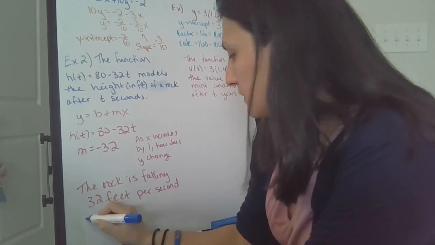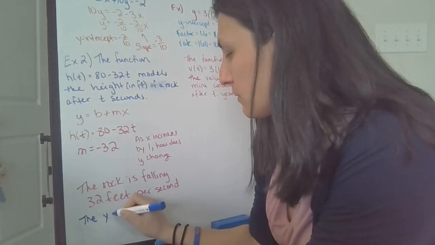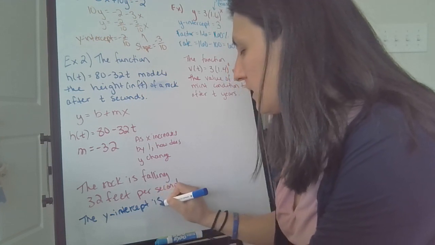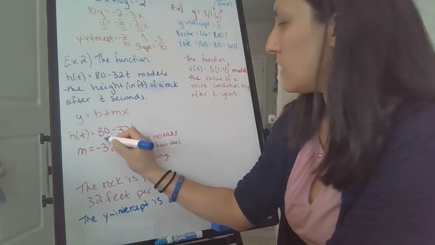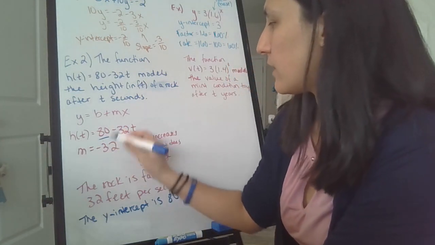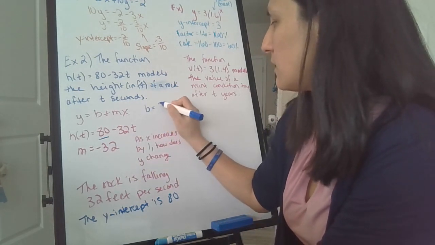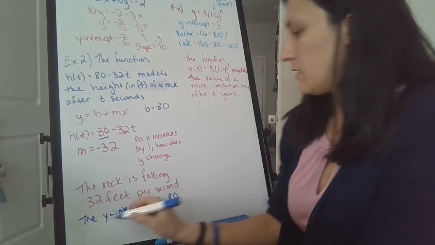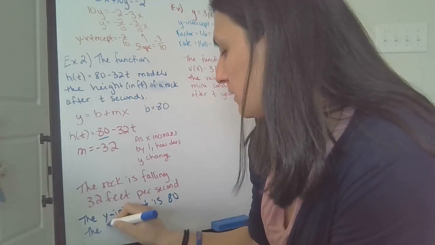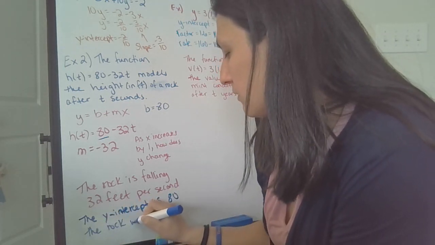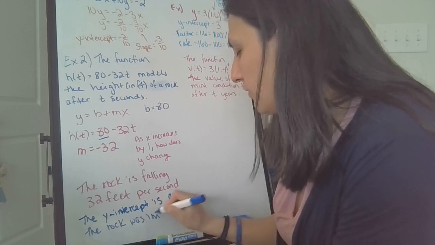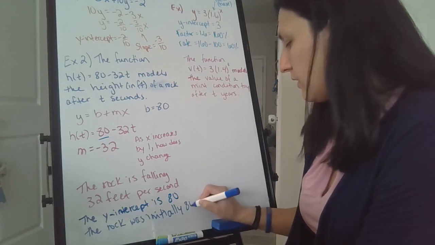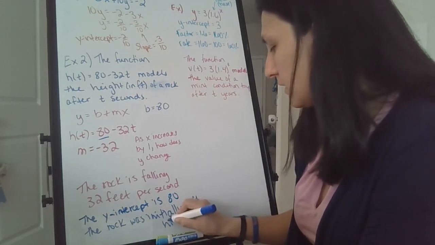The y-intercept, or the vertical intercept, they mean the same thing. The y-intercept is 80. I can see it right here. There's the y-intercept. I could put b equals 80, so you can see it. And what does this mean? The rock was initially 80 feet. Initially 80 feet high. You could say it like that.